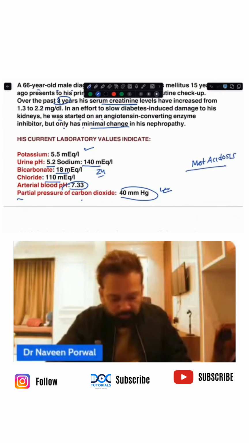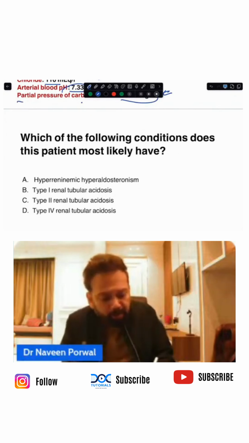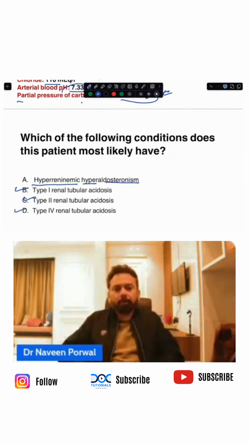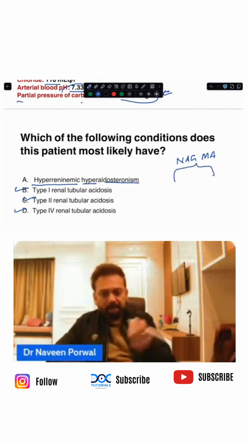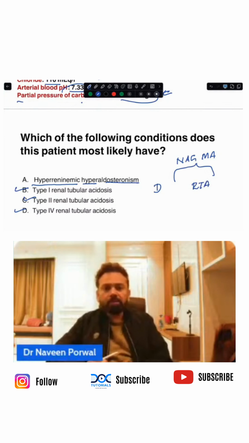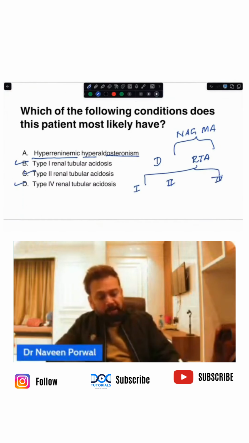Okay. Now, which of the following conditions does this patient more likely have? Hyperreninemic hyperaldosteronism, type 1 RTA, type 2 RTA, type 4 RTA. It is a wonderful question. See, when there is normal anion gap metabolic acidosis, there are mainly two causes: either diarrhea or RTA. What is RTA? Renal tubular acidosis. RTA1, RTA2, and RTA4. You must always know this point.